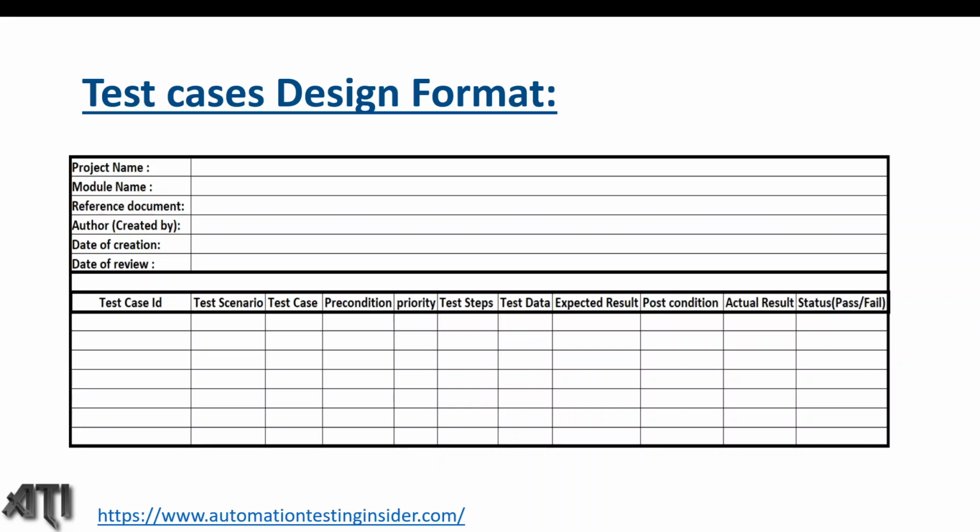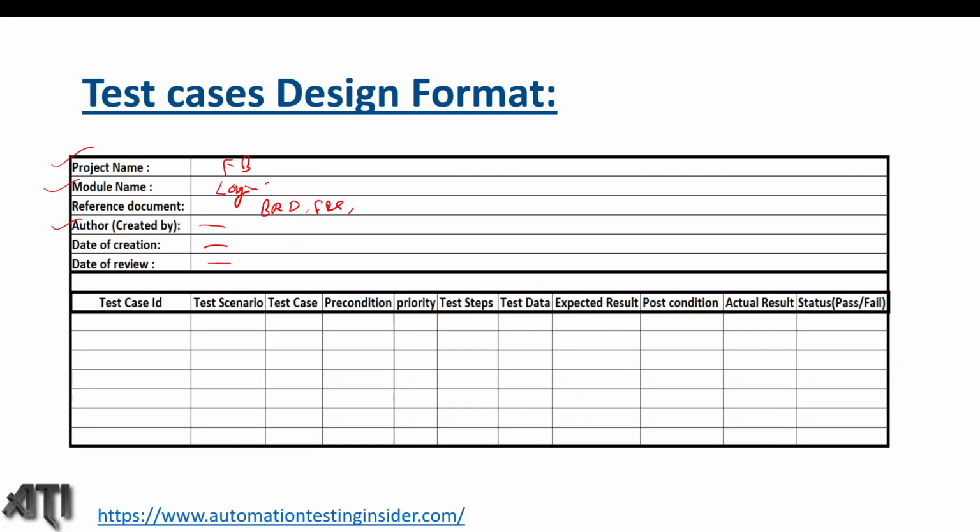So this is the format where the first one is we write the project name over here and module name. Let's say our project is Facebook and we're testing the login functionality, so login module. Reference document, let's say we are referring to BRD document, FRS, whatever documents we are referring, we need to just mention over here. Who is the author of the test case? We need to write the tester name over here, date of creation and date of review, who is reviewing the test case and date of review as well.